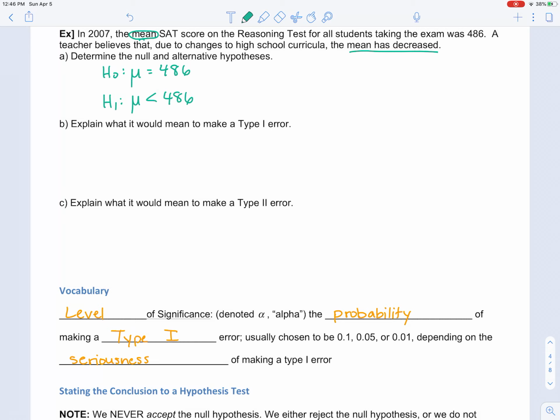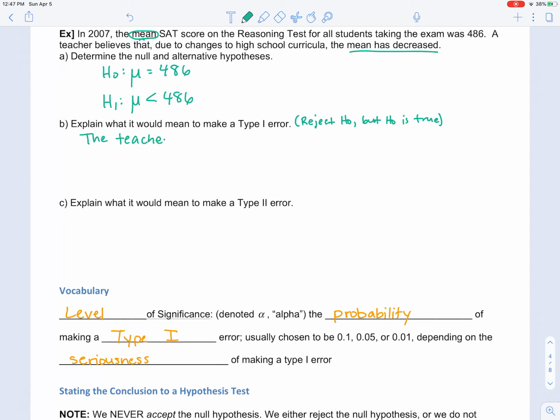Okay, so part B says, explain what it would mean to make a type 1 error. A type 1 error occurs when you reject H naught, but H naught is actually true. So let's write that down and then write out kind of what it would mean in this context. Reject H naught, but H naught is true. Keep in mind with these errors that they have names, they have classifications, and they have certain probabilities associated with them. But you will never know if you've made an error or not because you don't know the true value of the parameter. That's why we have hypotheses. If you knew the value of the parameter, there'd be no point to doing a hypothesis test.